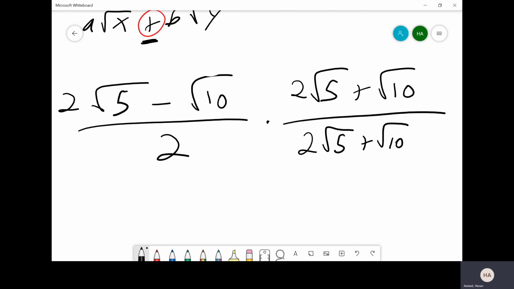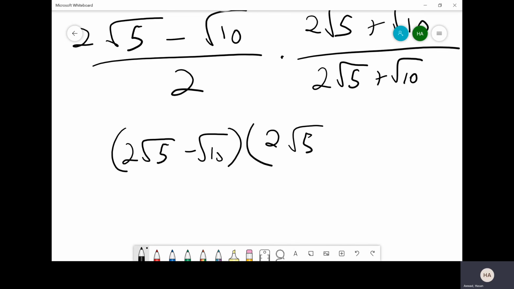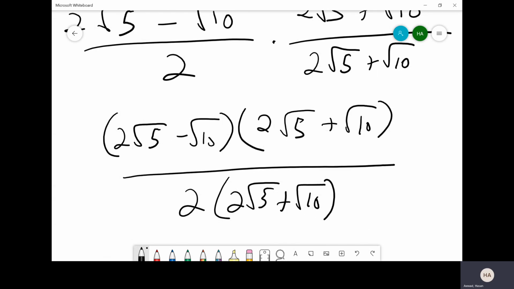Well, when we multiply fractions, we multiply across. So I'm just going to do us a favor, and before I get to any other steps, I'm just going to rewrite this as one singular fraction. So we have 2 square root of 5 minus square root of 10 times 2 square root of 5 plus square root of 10, and this is all over 2 times 2 square root of 5 plus square root of 10. Okay, it looks a little beefy. It looks kind of hard to deal with, but it really isn't.